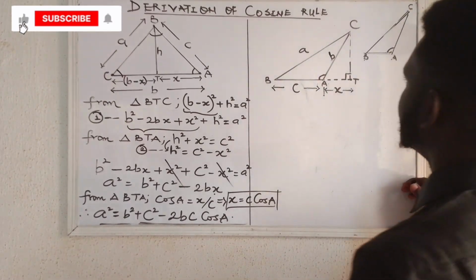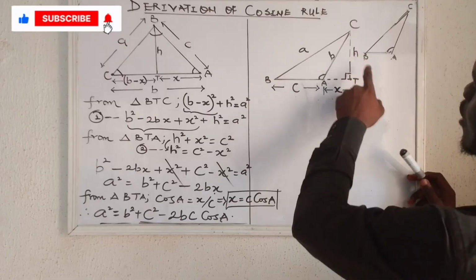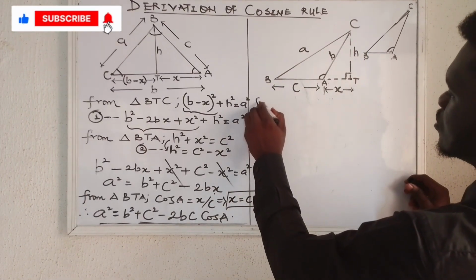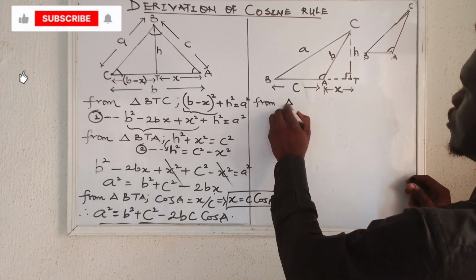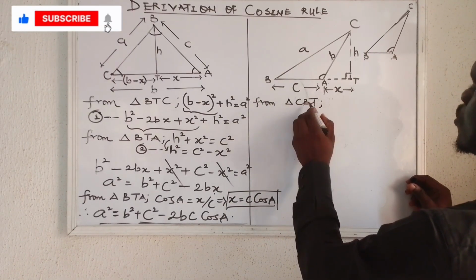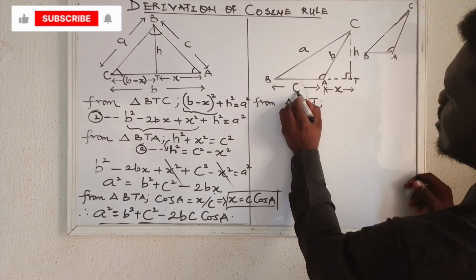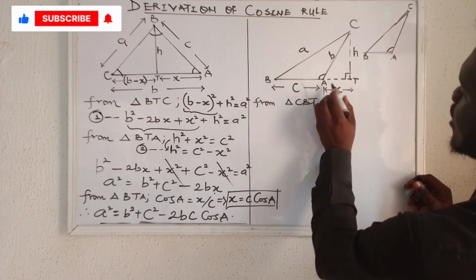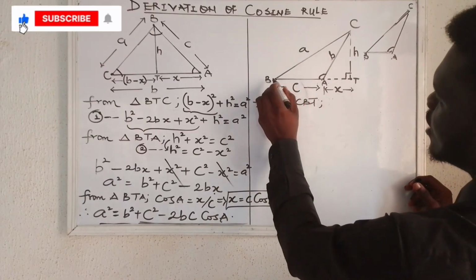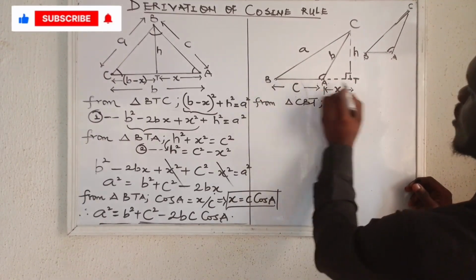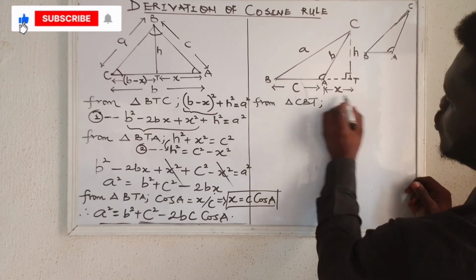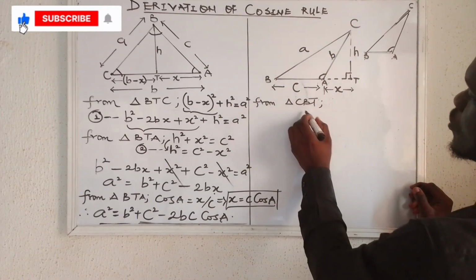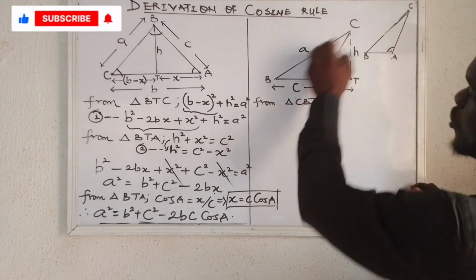Once you have noted this, the next thing to do is we have triangle CBT. From triangle CBT, we know that here is C and here is X. The length from B to A is C, and the length from A to T is X. So automatically the length from B to T is going to be the summation of these two lengths. So we have C plus X. So we are talking about the whole right angle triangle CBT.